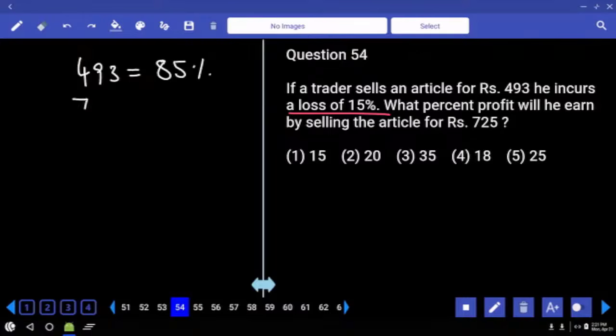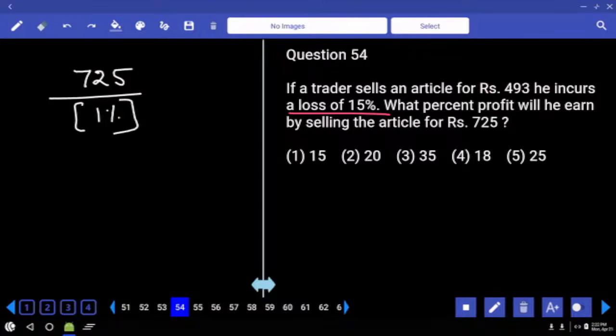Now we are selling it at 725. If you can convert into percentage, for example, if it is 100%, how much profit are you getting? 0. If it is 110%, how much profit are you getting? If it is 125, so you need to convert 725 into percentage, then you are actually done. So now for that, to convert 725 into percentage, we have to divide this with the 1% value.